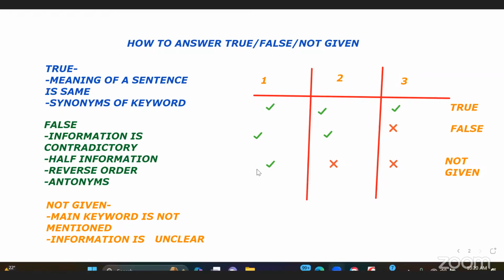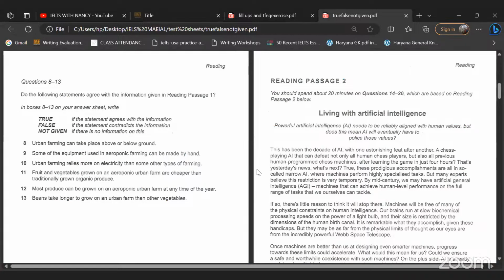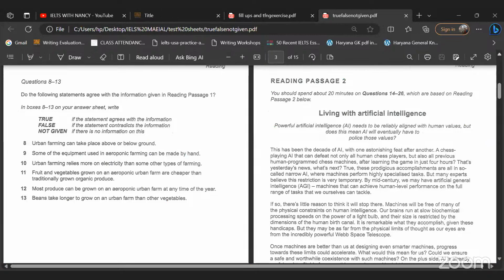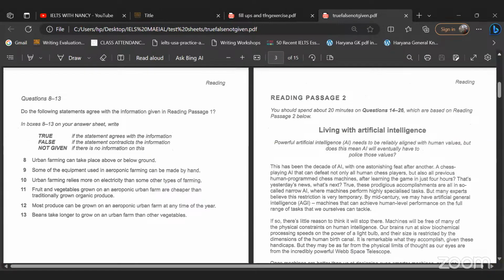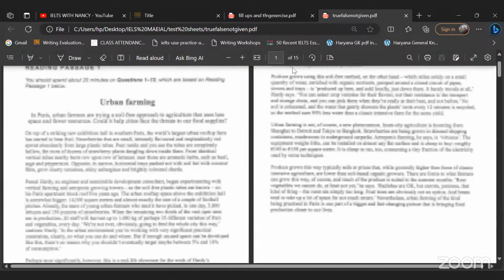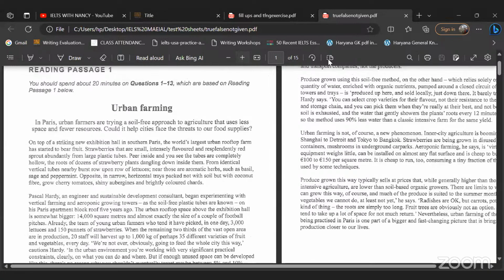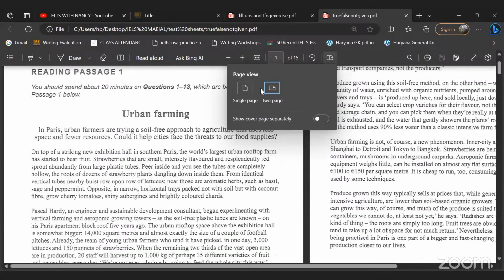Now, urban farming can take place below or above the ground. So if you divide the statement into 3 parts, what they have given, they are talking about the urban farming. Second part is taking place, can take place, right? Taking place. And the last part is above or below ground. So if I locate this information, urban farming below or above, you need to check the same thing in the first 2 paragraphs.